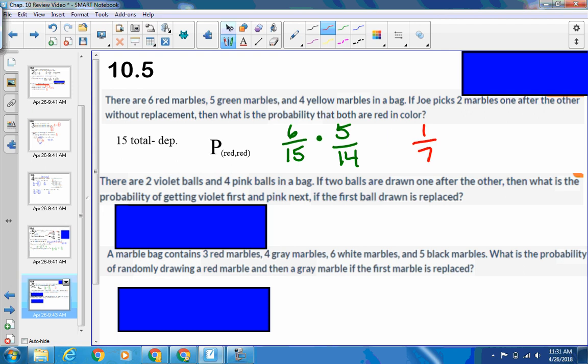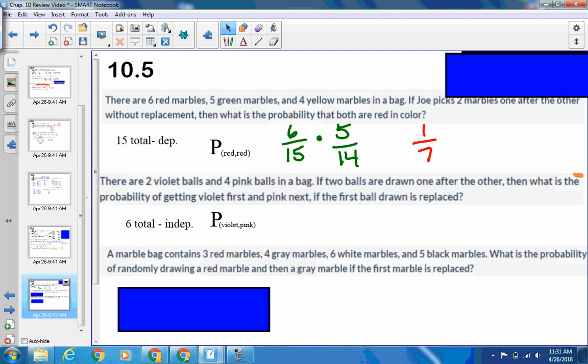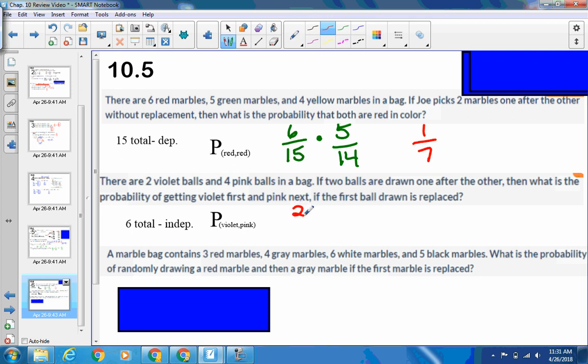So for the second problem, what I do is I saw there were 6 total, and now we have independent events, which means we put them back in the bag after the first time we pick. So for this one, we have 2 out of 6 the first time, and the second time we still have 6, and now it's 4 out of 6. Simplify everything, you end up with an answer of 2 out of 9.